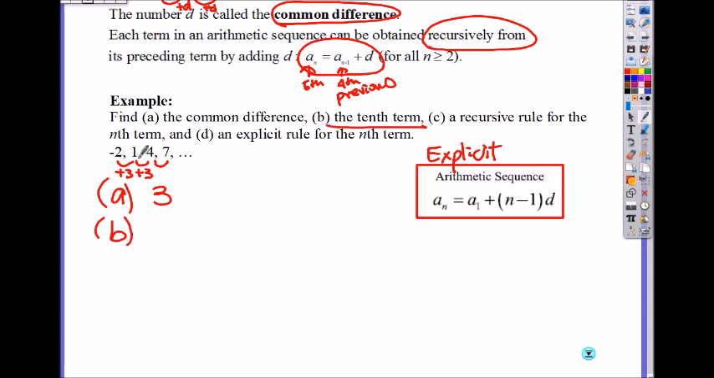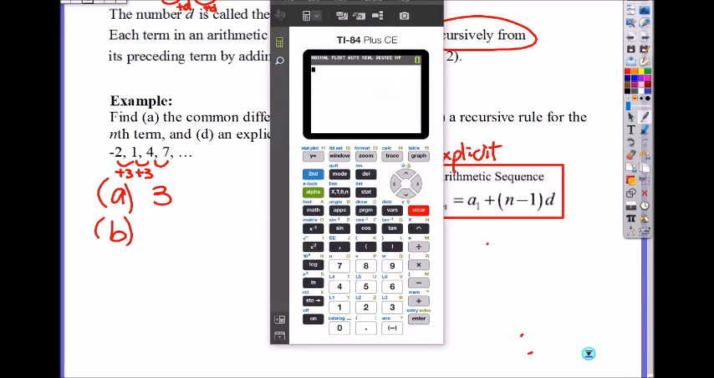So here's the 1st, 2nd, 3rd, 4th. You can go ahead and list it, and this is what you can do on the calculator. You can use a graphing calculator to do this. Adding 3 is not hard, you can just go ahead and list them, but I want to show you how you can use a calculator.